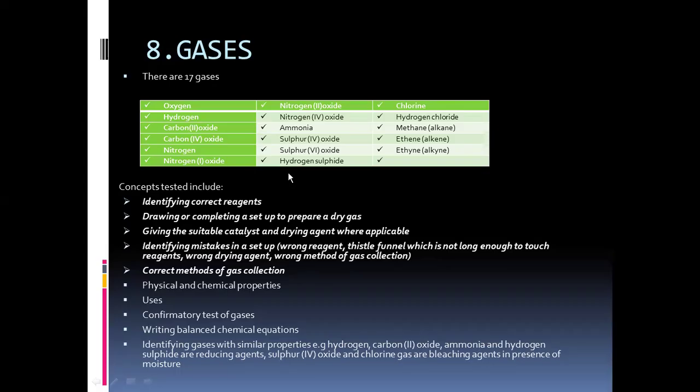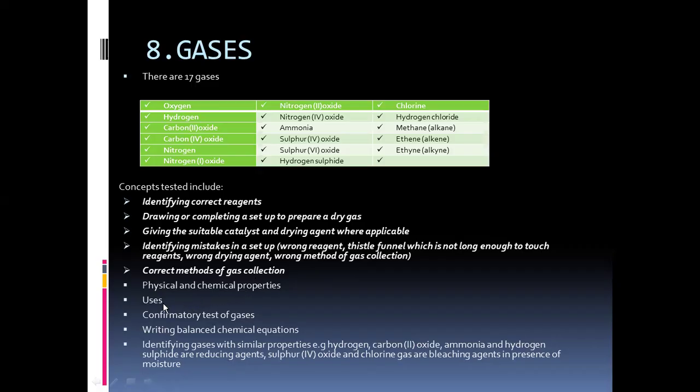The mistakes are as follows. I've said the first one is wrong reagents. If the reagents are okay, check whether, if it's a thistle funnel, is it long enough? If the thistle funnel is long enough, check whether the drying agent is correct. If the drying agent is correct, check the method of gas collection. That is how we identify the mistakes. Next one, you need to give the correction for the method of gas collection. The correct method of gas collection, as I have said, is that all the 17 gases I've listed above can be collected using a syringe.